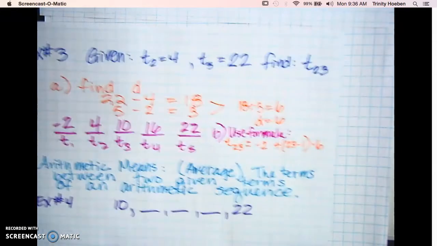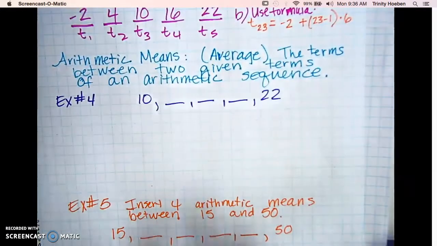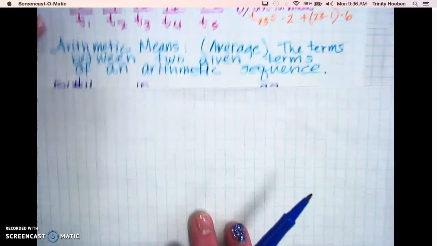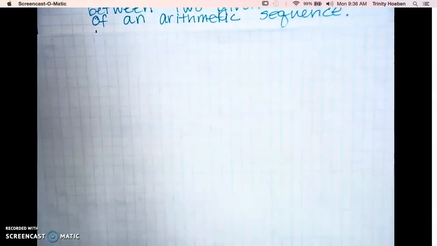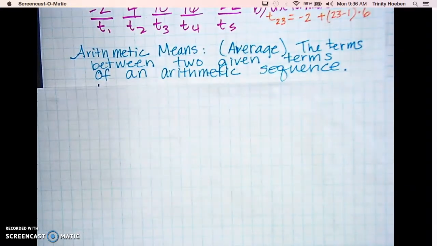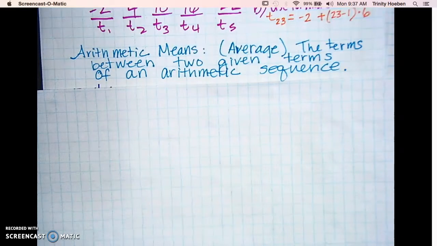Okay, so the next thing we're going to talk about is the arithmetic means. So here's the definition. The arithmetic means, oops, let me move it up. Okay. Arithmetic means to take the average. So when you do it with just two numbers, you add them together and divide by 2, right? But if you're doing it with sequences, you're going to take the terms between the two given terms of an arithmetic sequence.